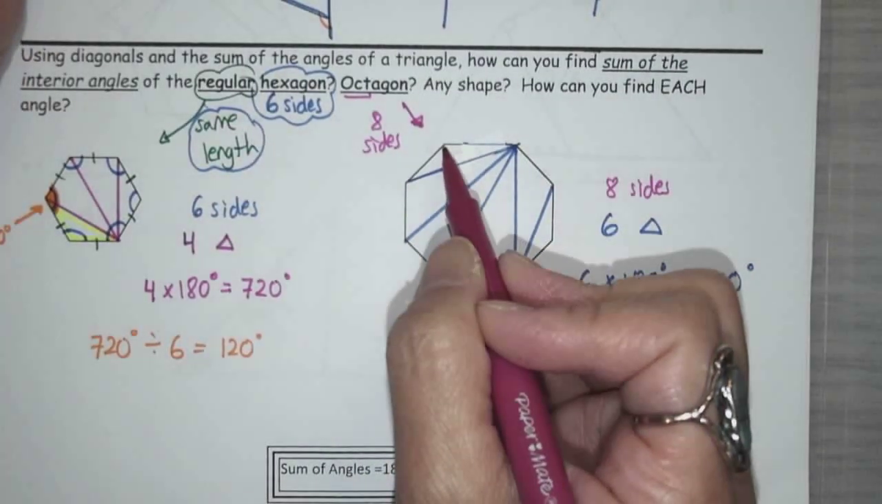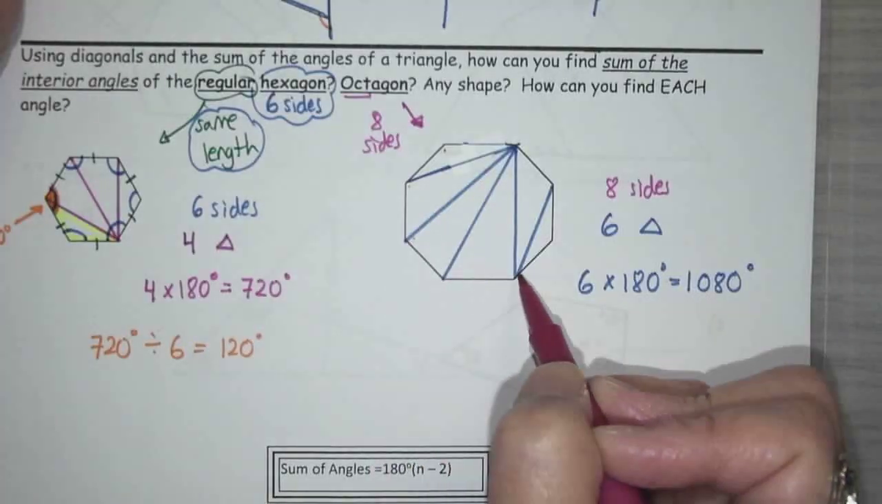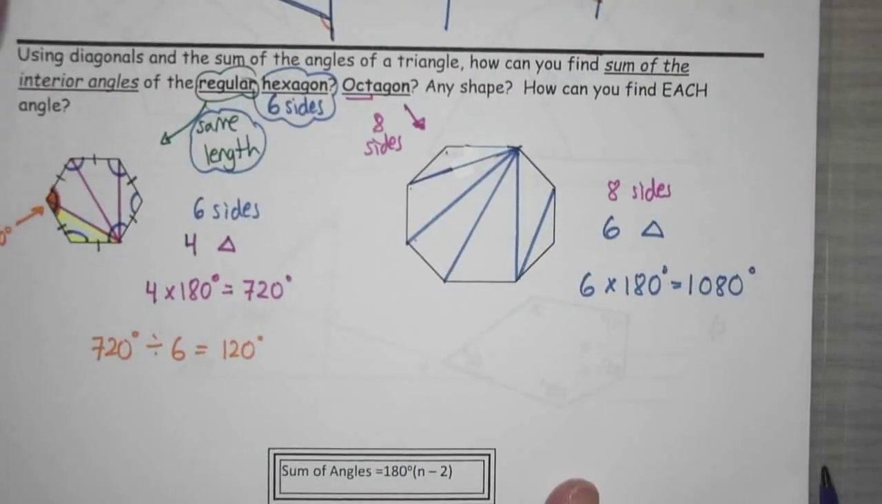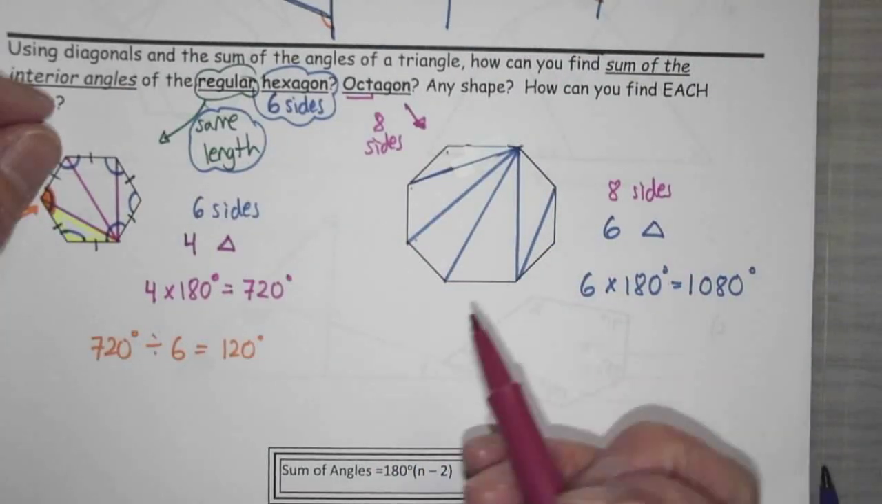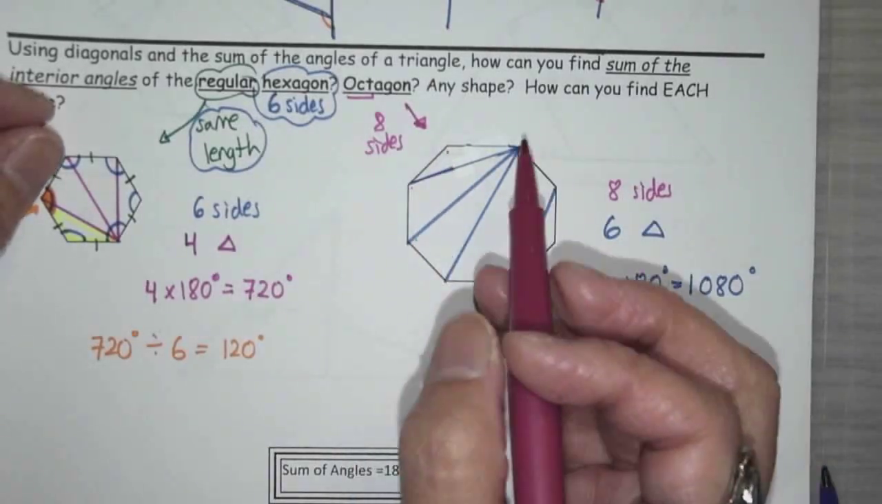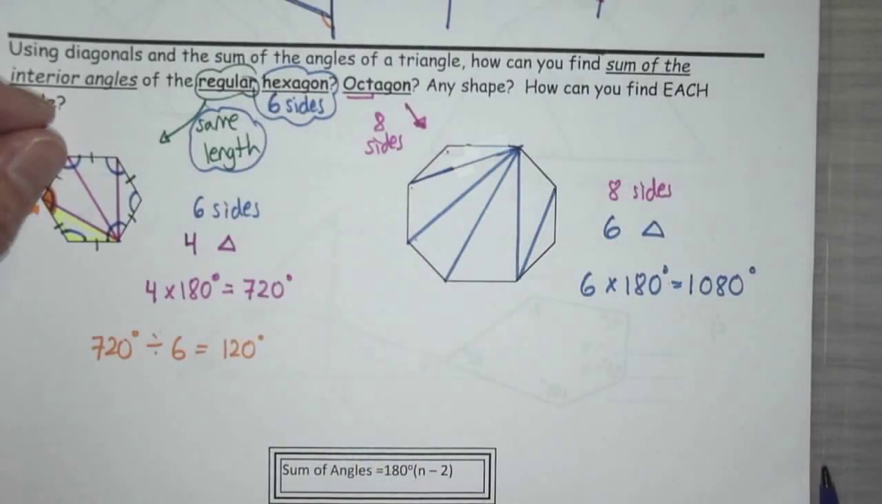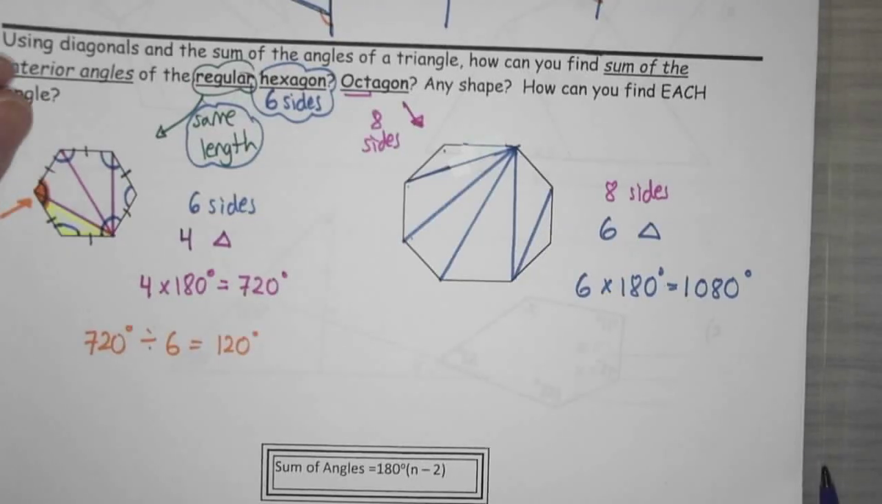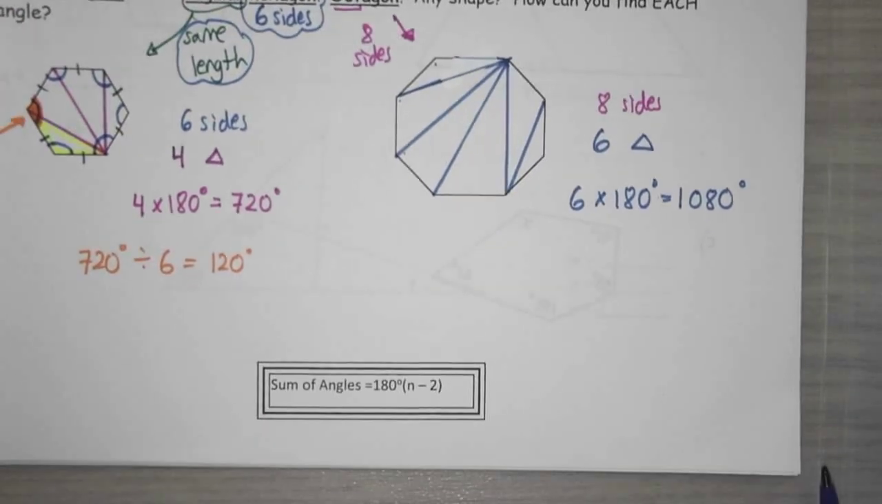That means I added each one of these corners up, all of those corners, and it adds to 1080. I didn't say it was regular, so I can't cut it into 8 and get each one. You can see this line is actually a bit longer. But I know that the total is 1080.